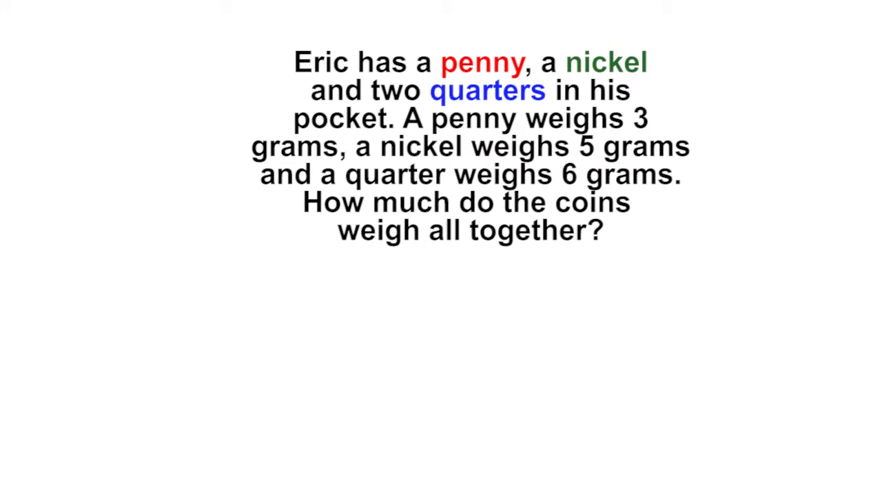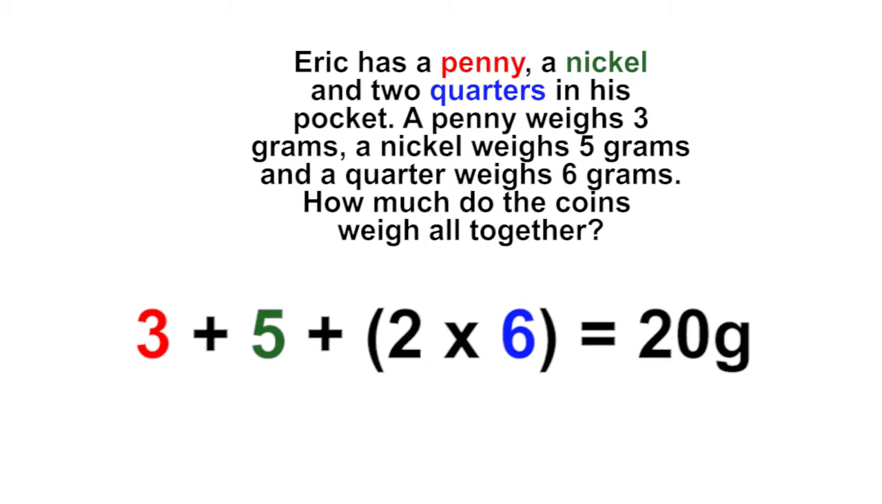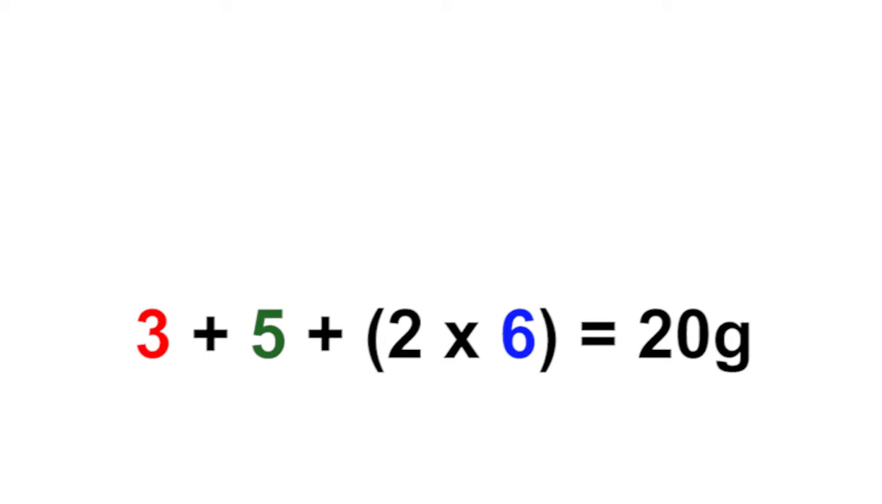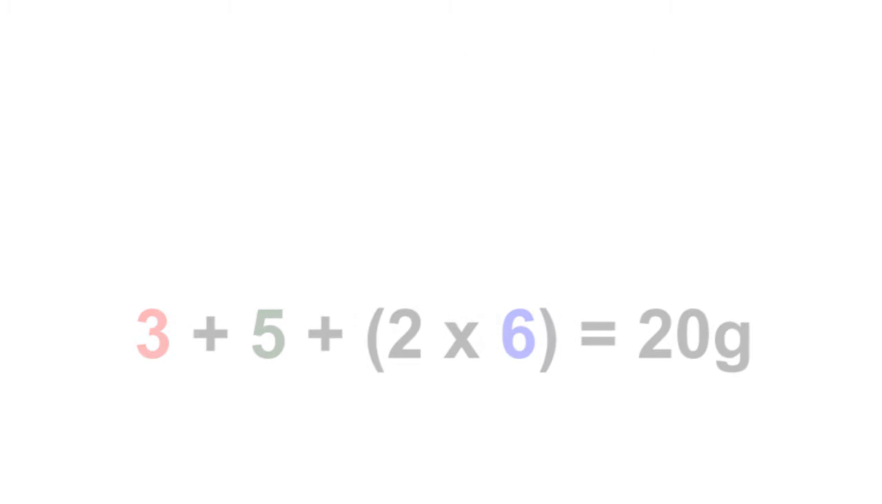The fourth strategy is to write an equation. Since I know that there are 2 quarters, I'm going to write 3 plus 5 plus, in parentheses, 2 times 6 equals 20 grams. With any strategy you use, you get 20, so your answer would be 20 grams.